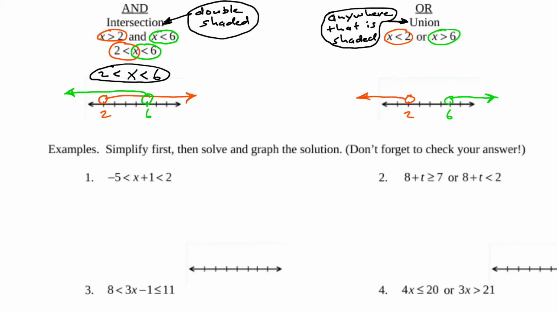All right, well then our answer for this one is, since it's an or, or a union, it's anywhere that is shaded. Anywhere that is shaded here is just the statement that we have written right here. So this number line is shaded where x is less than 2 or where x is greater than 6.